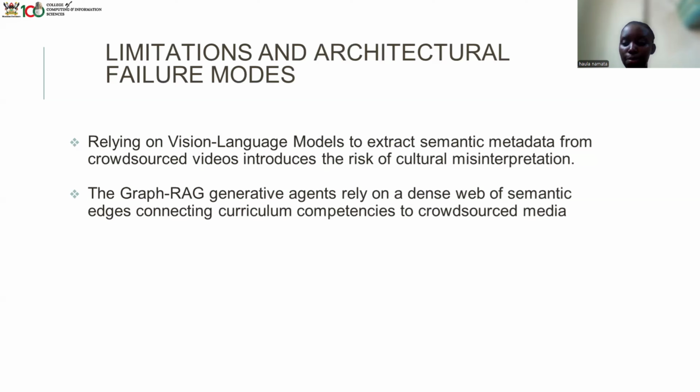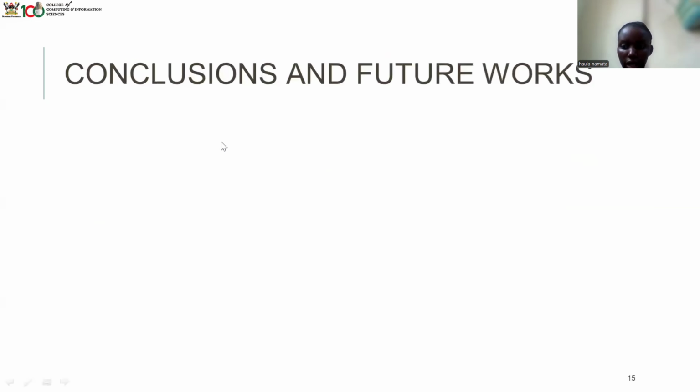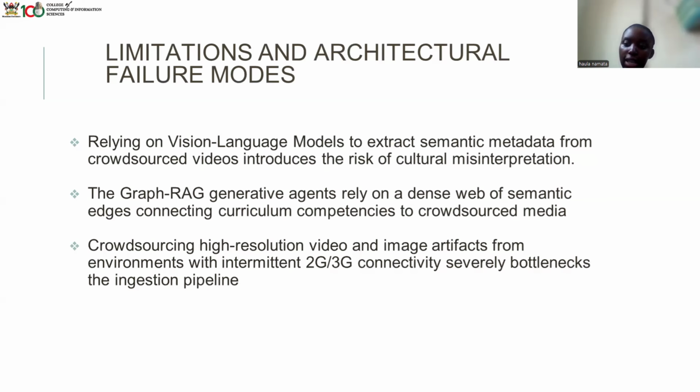And then the graph sparsity problem. The new deployment regions may initially lack sufficient semantic edges, and the sparse graph connectivity can weaken the retrieval quality and the contextual grounding. And then we could also have connectivity constraints: crowdsourcing high resolution multimedia artifacts over intermittent 2G and 3G connectivity. The delayed synchronization may also reduce the semantic freshness. These limitations demonstrate that semantic AI infrastructures must continuously balance the contextual richness and the governance.